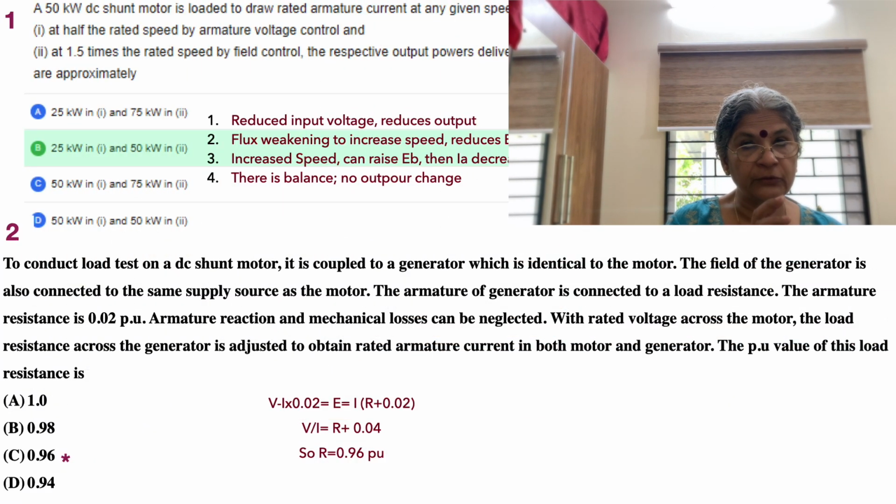I hope you have started visualizing the motor supplying the motive power, and then the generator supplying the electrical power to a load resistance. The armature resistance is 0.02 per unit, so it is given in per unit.